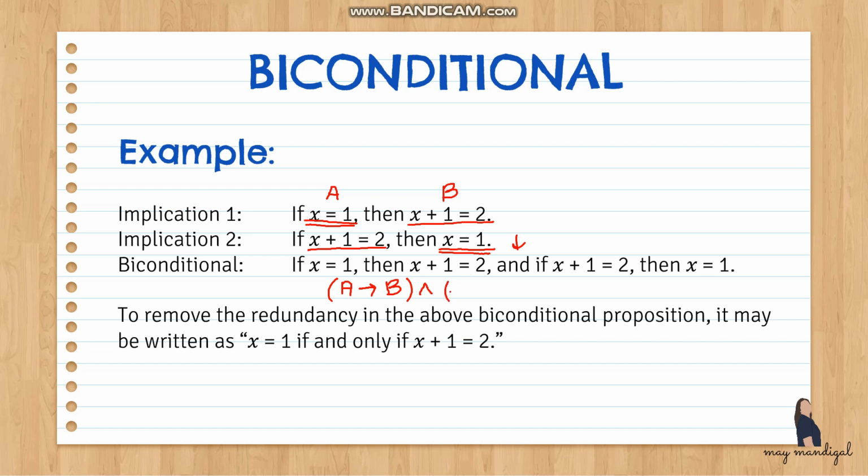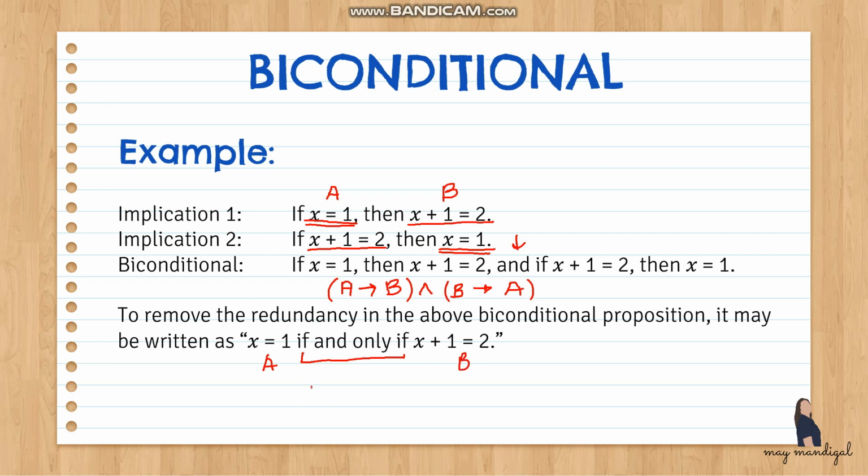Then let's write the second implication. If x plus 1 equals 2, so that is B, then x equals 1, then A. Now, if you notice, there are repeated if and then words here. So to remove the redundancy in this biconditional proposition, we can just use if and only if. It can also be written as x equals 1 if and only if x plus 1 is equal to 2. To write this biconditional statement using if and only if, we consider this as A again, and then this one is B.